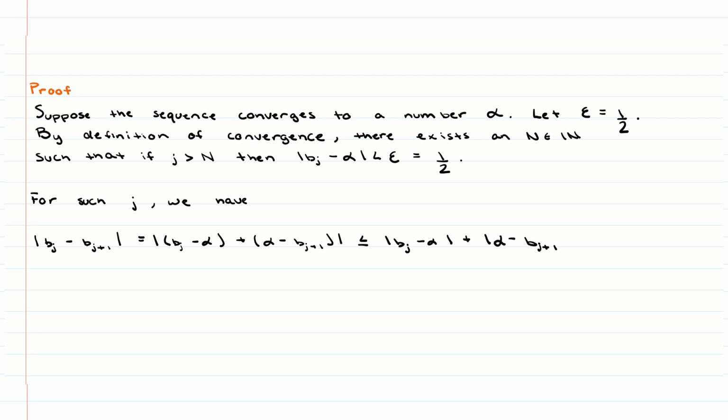So keep in mind, earlier in the proof we said that the absolute value of b sub j minus alpha is less than epsilon. So that means that this piece here is less than epsilon plus epsilon. Earlier in the proof we also set epsilon equal to a half, so that's a half plus a half, and this just equals 1.